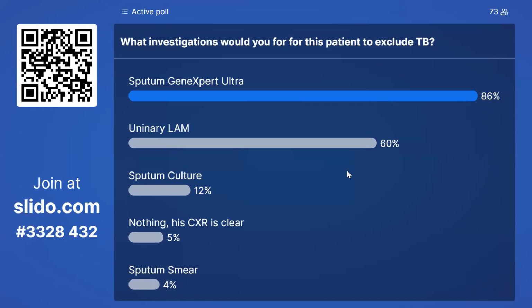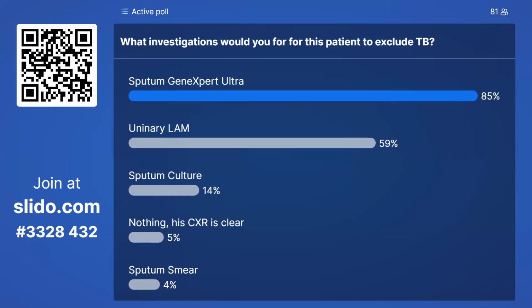So, yeah. What I'm seeing is a combination of GeneXpert. Quite a lot of people are voting for LAM as well. GeneXpert, there comes another one. So we're very keen on this. Either LAM or GeneXpert are the two. And in fact, in a case like this, there is certainly no harm in doing both. If your GeneXpert comes back negative, you really want to make a proper diagnosis of TB. So I would run both.